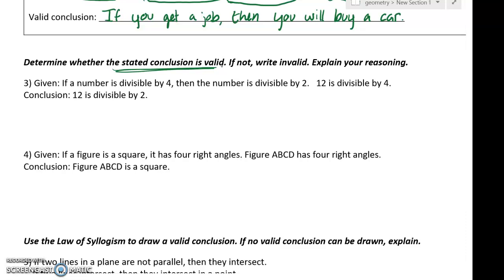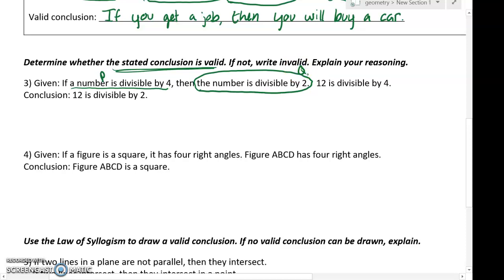Given if a number is divisible by 4, then the number is divisible by 2. So if a number is divisible by 4, that's our P. Then the number is divisible by 2, sorry. That will be our Q, right?